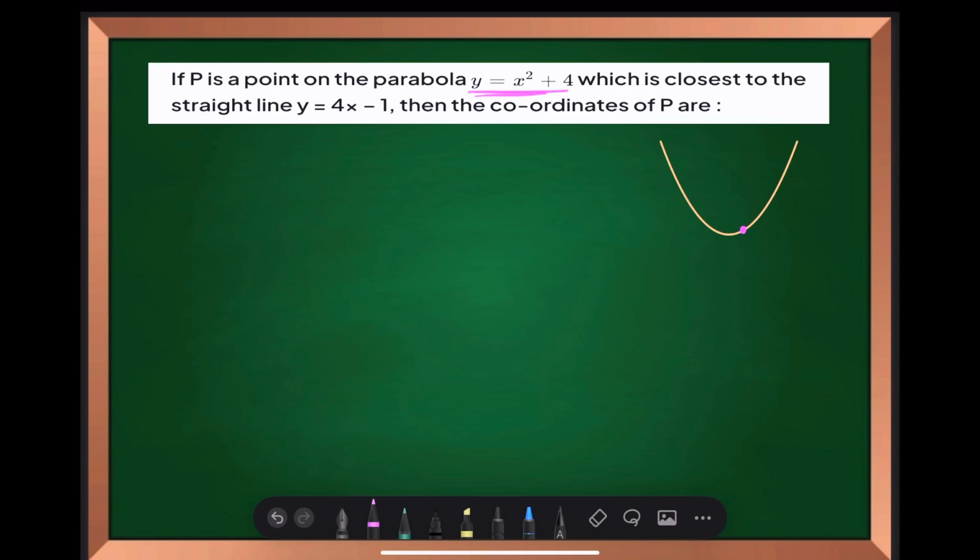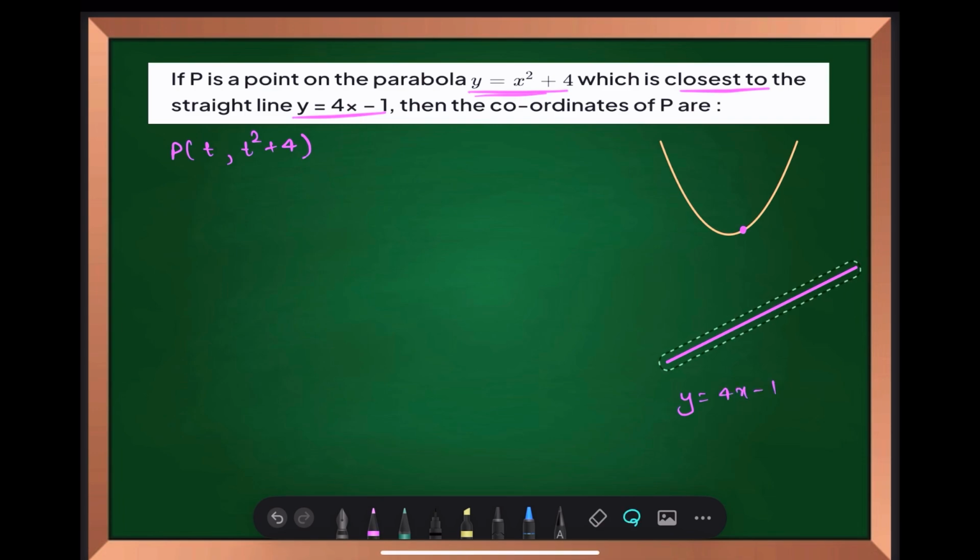So point P is what? You know that whenever there is a requirement of imagining a point, we should imagine it in parametric form. So I'll assume x to be t, so y will be t square plus 4. Okay, now which is closest to the straight line, this? So suppose this is the straight line, y equals 4x minus 1.